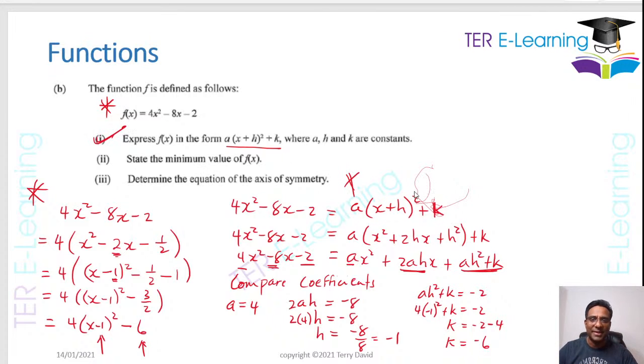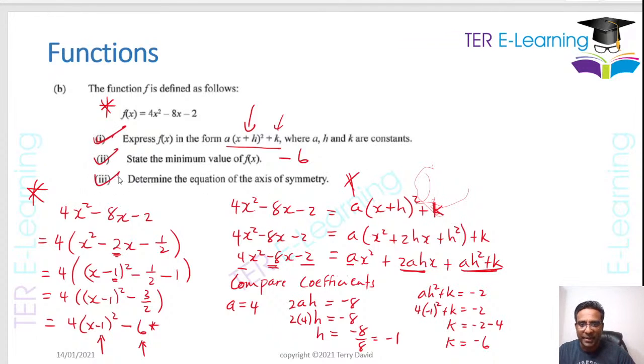Now, there are advantages to completing the square. They want us to state the minimum value of the function. The minimum value of the function, once it's written in this format, is simply k. So you don't have to do anything, there's no calculation here. The answer is simply minus 6, because that is what we have here. That gives us the minimum value of our function.